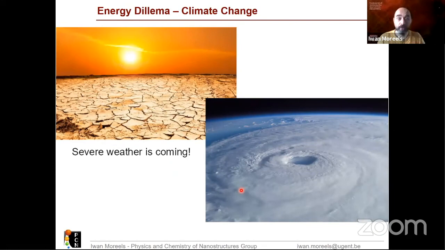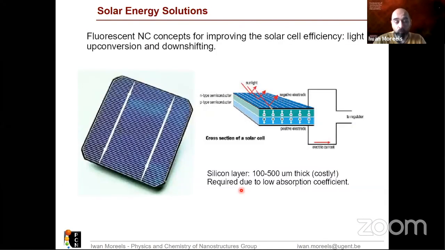Now, why do we want to also think about energy applications? That's because I think everybody is aware that climate change is real, and we should be concerned about this. So one way to tackle this problem is to rely on renewable energy sources. And I think the silicon solar cell is a prime example of how you can use solar energy to drive economy by converting solar energy into electricity.